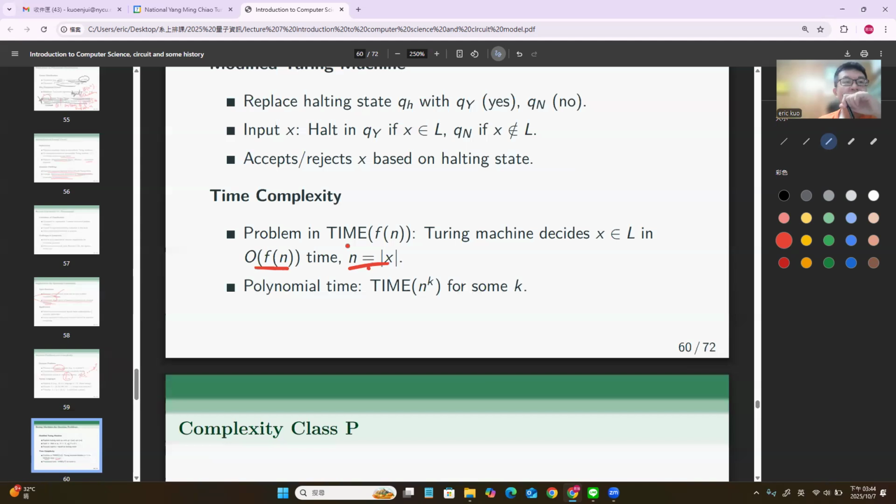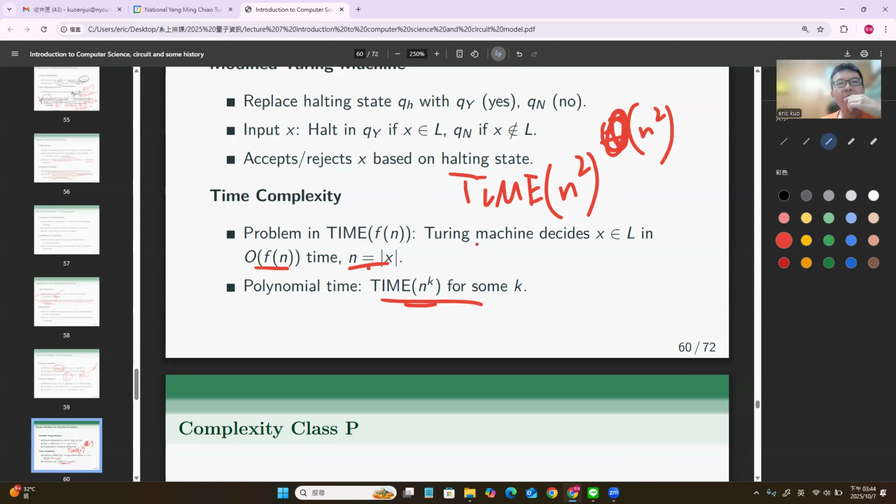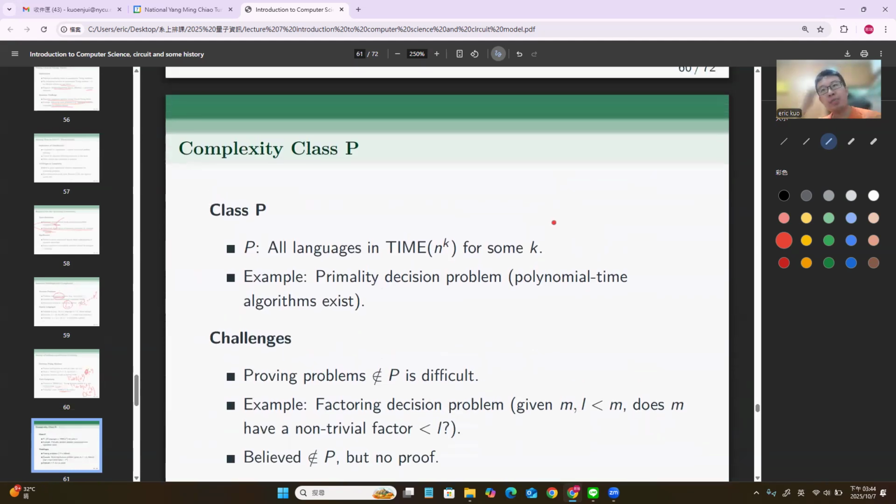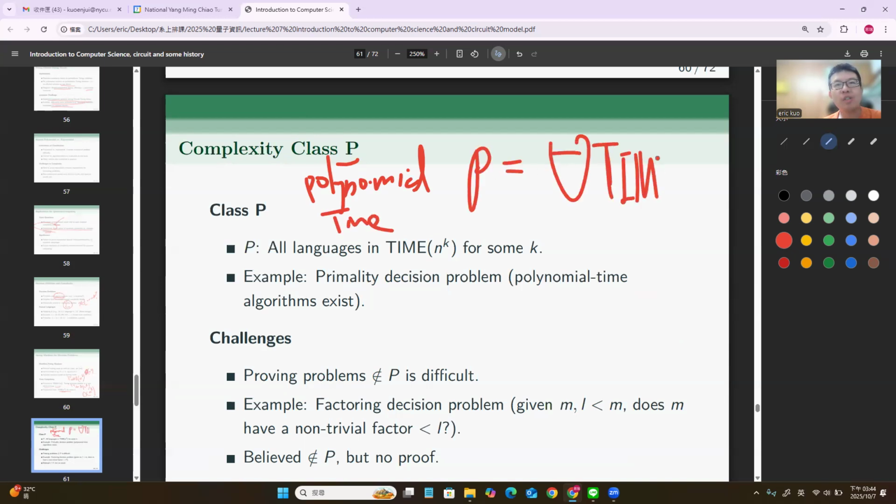Simply speaking. Okay, so polynomial time is defined as TIME(n to the k) for some k. For example, TIME(n squared) is the set of problems you can solve by a Turing machine in O(n squared) time. And TIME(n to the k) is the set of problems you can solve by a Turing machine using O(n to the k) time. We can define a complexity class P, which stands for polynomial time. This is a famous complexity class. One definition is the union of all TIME(n to the k), for k from 1 to infinity.